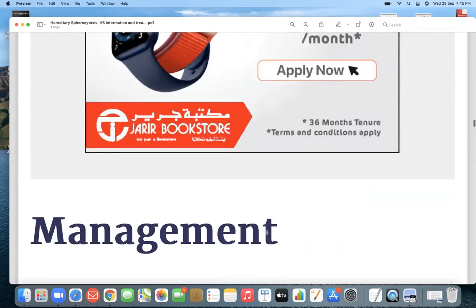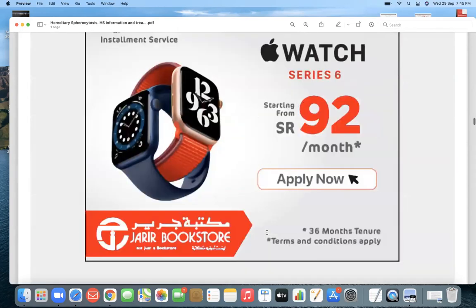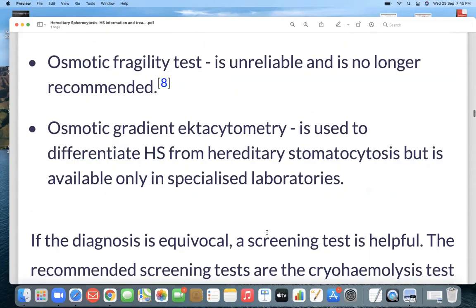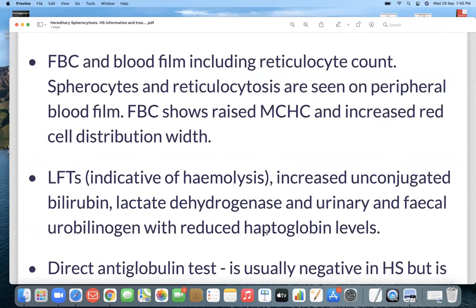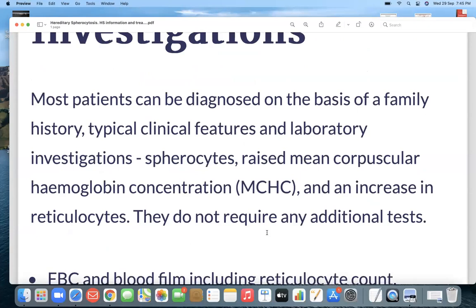So that's all. He did not give much in the investigations. It is very simple to remember. For the diagnosis, this triad is enough: the family history, the clinical picture, and FBC and blood film. FBC showing increased MCHC and increased RDW, and blood film showing spherocytosis and increased reticulocytes. This is more than enough for your diagnosis.